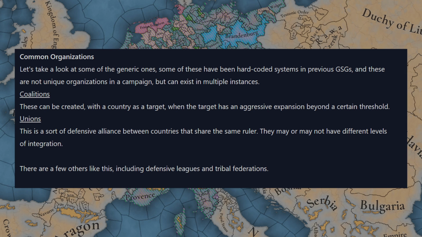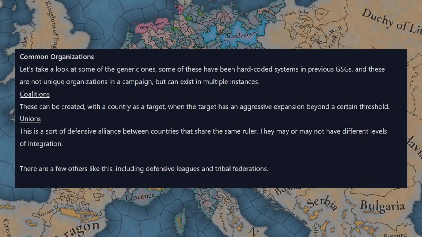And then the second one is unions. This is sort of a defensive alliance between countries that share the same ruler. This may or may not have different levels of integration. So personal unions, the famous one in EU4 is obviously Castile and Aragon. And it is a popular play style to try and make as many of these personal unions as you can, gobbling up other nations without having to go to war with them. It is a fun way to play it. It'd be interesting to see in EU5 how that system exactly works and if there's a little bit more gameplay to having personal unions, rather than how it worked in EU4.